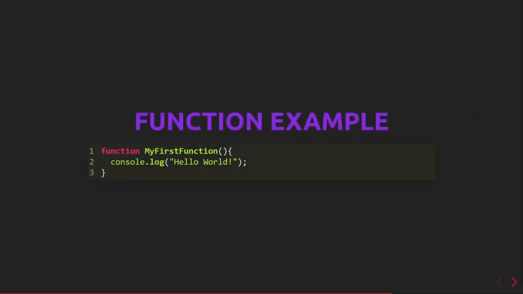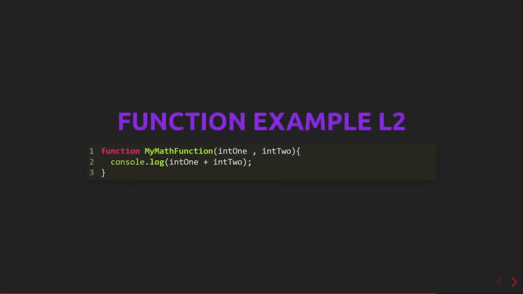Now let's see a function in action. Here we have a function called myFirstFunction, and it will just print hello world to the console. Now let's break it down. Components to a function. First is the function keyword, followed by the name, then parentheses. Next is the curly braces. Anything inside these curly braces will be what is executed.